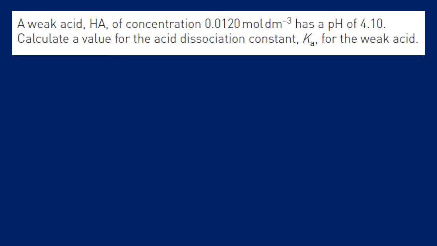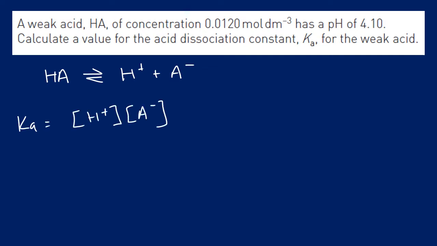Moving on then, see if you can work your way through this one, and then unpause the video and we'll go over it. Okay, so here we don't know what the acid is, we just know it's HA, but the expression for the dissociation will be H plus plus A minus, and we've got the equilibrium sign because we know it's a weak acid. We know that Ka is equal to H plus multiplied by A minus all over the concentration of HA.